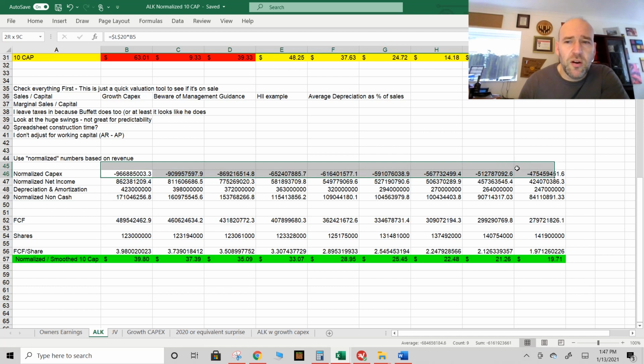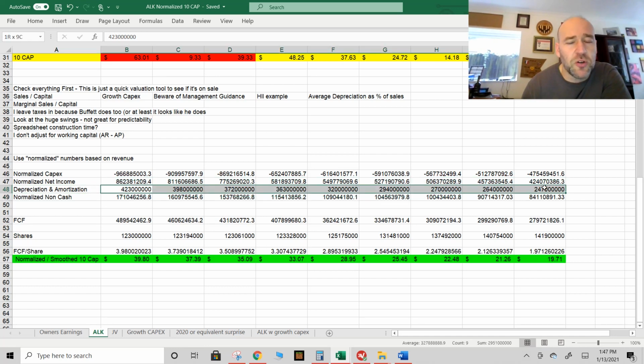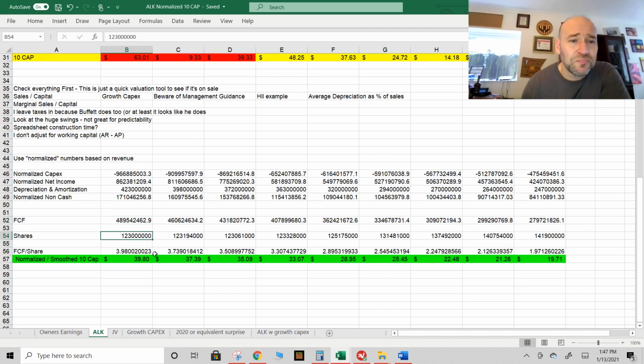So if I want to smooth that out, what I did here is, you can see I took that average number, which was around 11%, multiplied it by revenue in that year, and came up with what Capex would look like using the normalized value. And then I did the same thing for net income and also for the non-cash items. For the depreciation and amortization, since I actually had those values every year on the income statement, I just went ahead and kept those values. And this gave me a new free cash flow per share. I divided by the number of shares, again using the correct number for each year, to get my free cash flow per share, and multiplied by 10 to get the 10 cap.